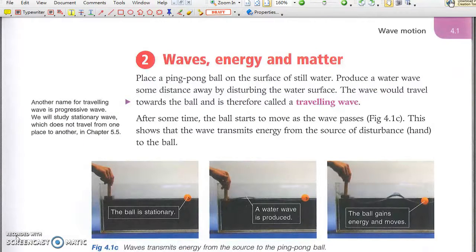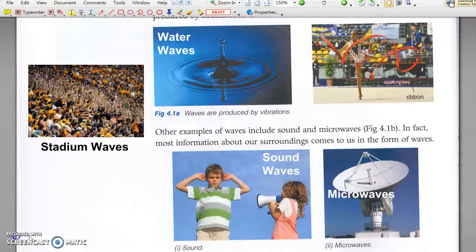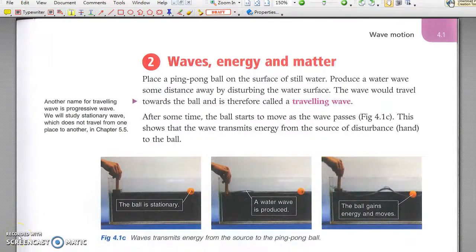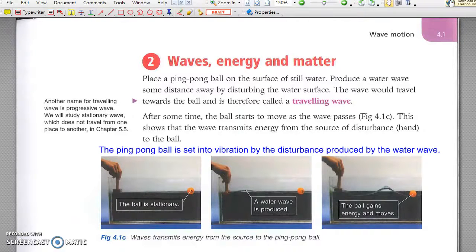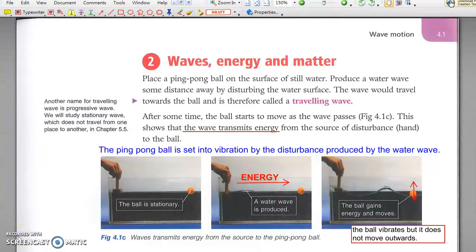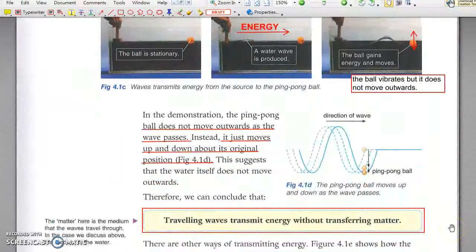2. Waves, energy, and matter. Most waves in daily life are traveling waves. In the following experiment, the ping-pong ball is set into vibration by the disturbance produced by the water wave. In the experiment, the wave transmits energy from one end of the tank to another, and that also explains how the ping-pong ball gains kinetic energy. However, the ball does not actually move outwards with the wave, and we conclude that the wave transmits energy, but not matter.